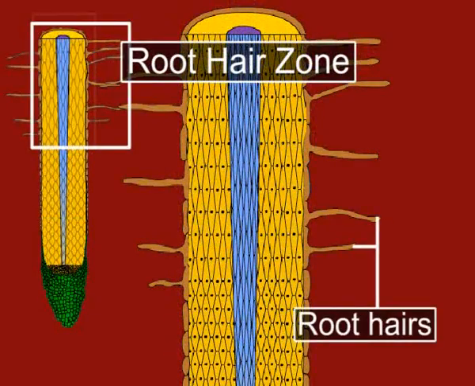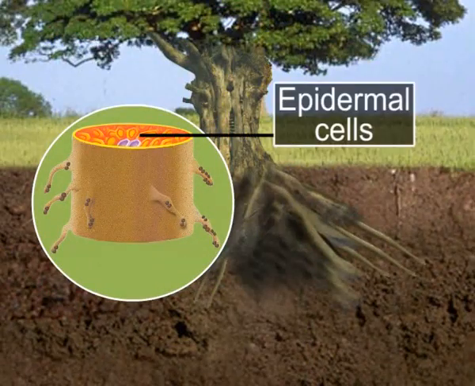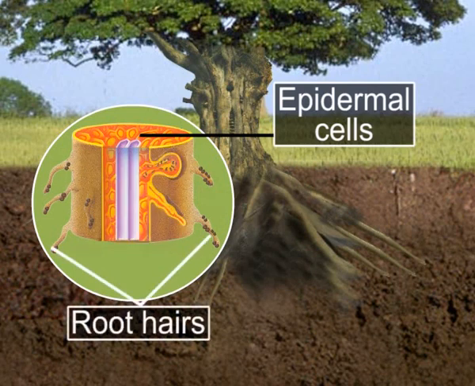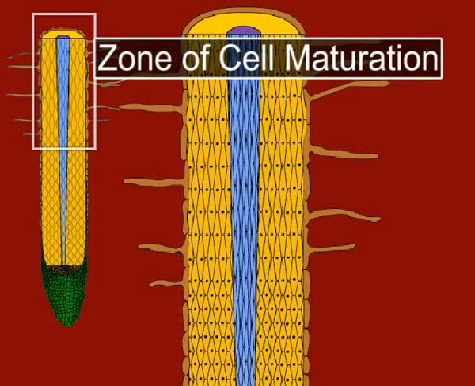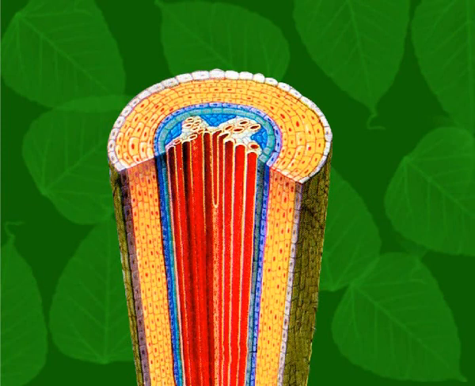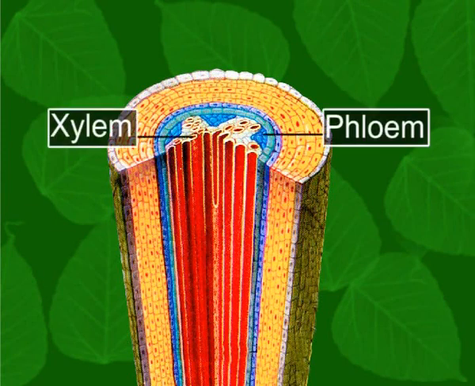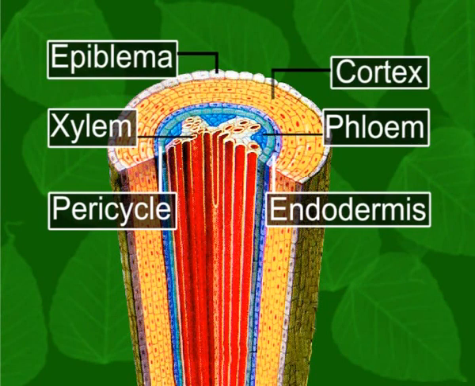Root hair zone. This zone is characterized by elongation of epidermal cells forming unicellular root hairs. It is about 1 to 6 cm in length. Water absorption mainly takes place in this region. Zone of cell maturation. In this region, the cells begin differentiation. The cells of this region differentiate to form the cells of xylem, phloem, pericycle, endodermis, cortex, and epiblema.